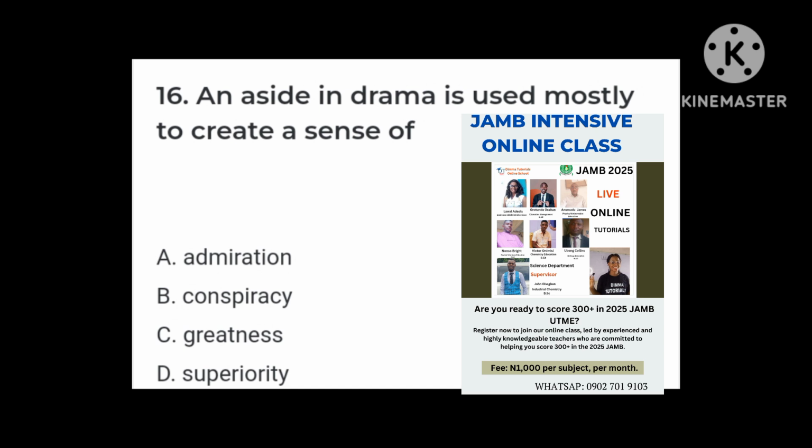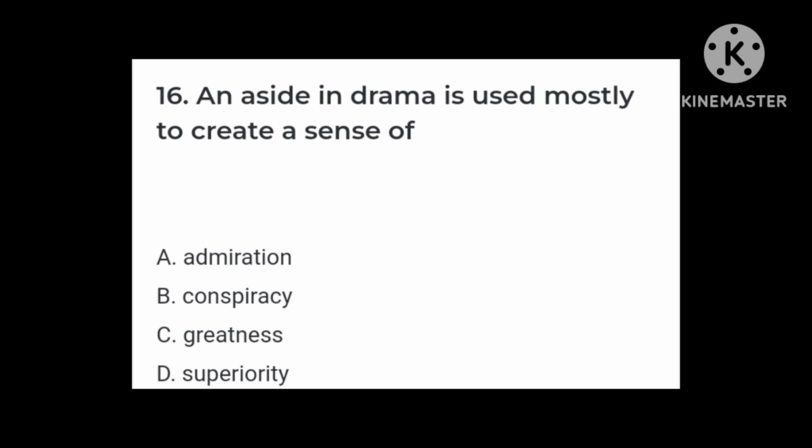Option A is admiration. Admiration means a feeling of respect, approval or pleasure. Option B, conspiracy. Conspiracy means a secret plan by a group of people to do something illegal or harmful. Option C, greatness. Greatness means the quality of being outstanding or exceptional in a remarkable way. Option D, superiority. Superiority is the quality of being above others in quality, quantity, or rank.